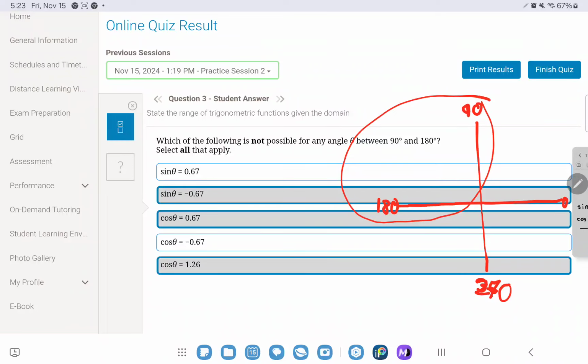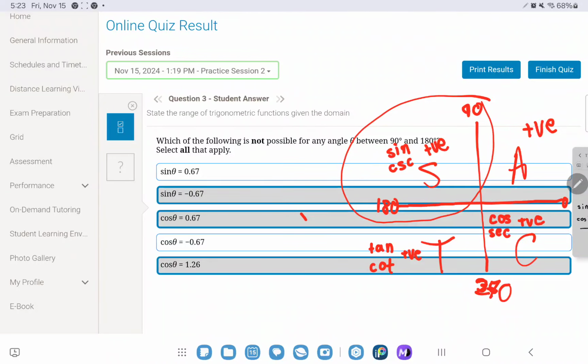Now, what my teacher told us to memorize them: all students take chemistry. That's how we memorize it, ASTC. What that means is here, all values are positive. Here, only sine and its reciprocal, which is cosecant, are positive. Here, tangent and cotangent are the only things that are positive, and here cosine and secant are the only things that are positive. So now we don't care about these. All we care about is this.